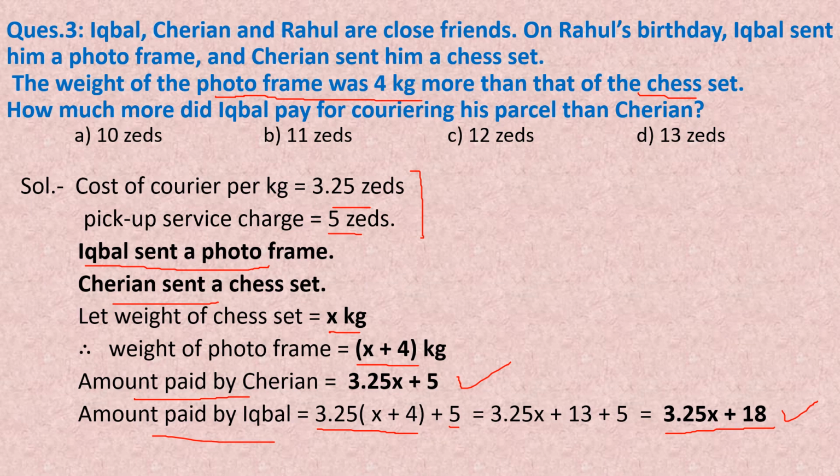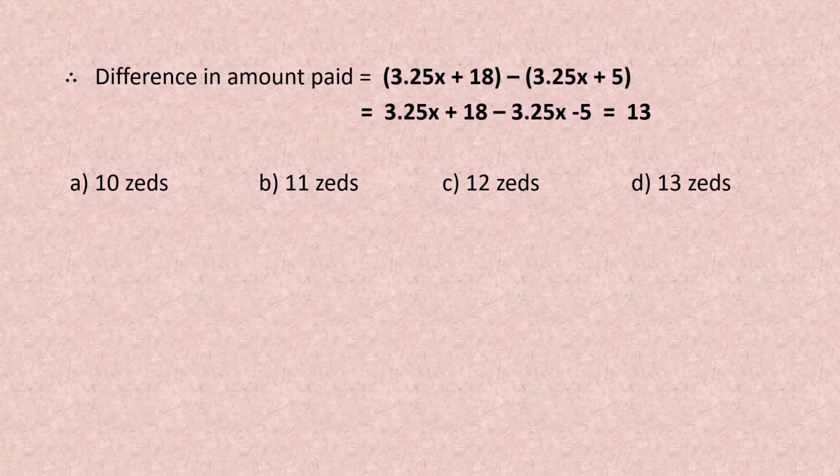But in the question, they are asking how much more did Iqbal pay, right? Then we will find out that. So to find out how much more Iqbal paid, we have to find the difference in amount paid. So this is the difference: 3.25x plus 18, this is the amount paid by Iqbal, and 3.25x plus 5, this is the amount paid by Charyan. So we will find the difference and after subtraction we are getting 13. That means Iqbal paid 13 Zs more than Charyan.